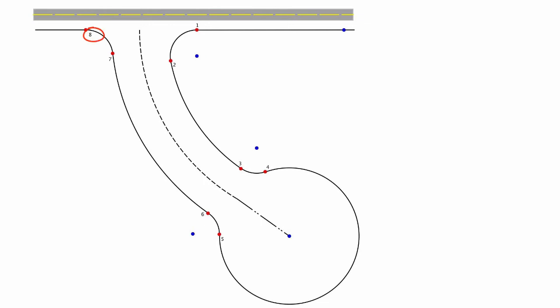Point 8 is the PT of curve 7 to 8, located at the right-of-way of the road. The center of curve 7 to 8 must be on a line perpendicular to the road right-of-way at a location 20 feet from the road right-of-way.